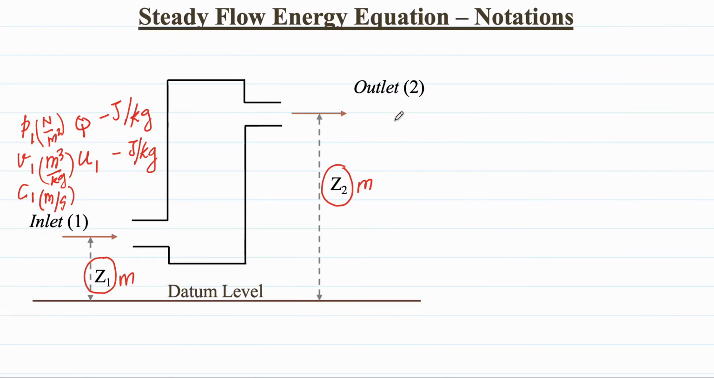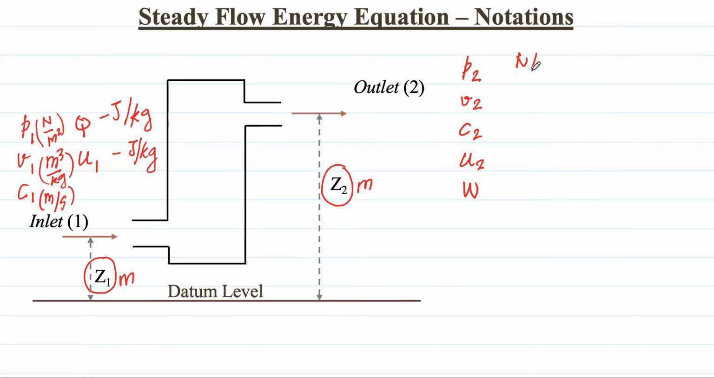So on the outlet, we have similar properties, that is P2 for pressure, V2 for specific volume, C2 for the velocity at the outlet, and internal energy of the fluid exiting after doing the work is U2, and we have work done by the fluid, which is W, and the units are the same.